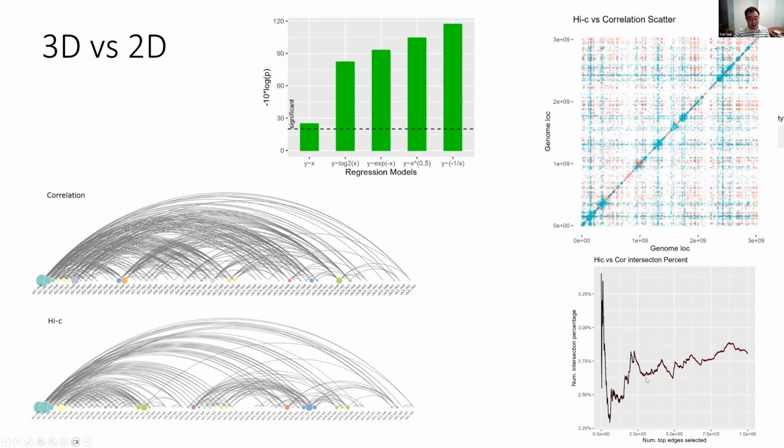So in the end, if we look at the top pairs, how many genes, and how many genes overlap, the highest overlap is only 3.5%. So what this means is really that the 2D information and the 3D information are offering different information. So we're capturing different information by including the 3D data.